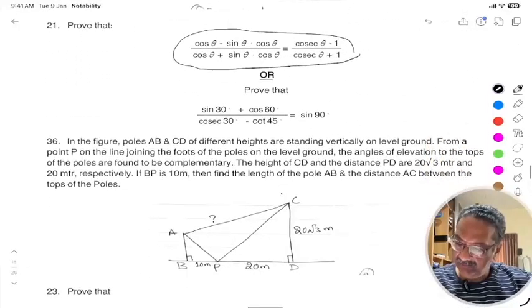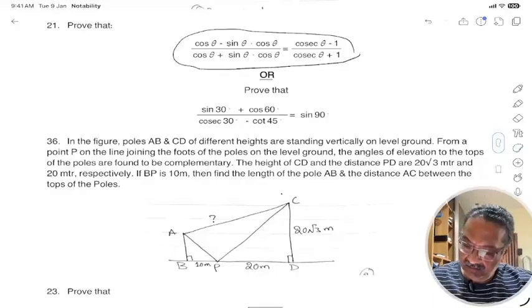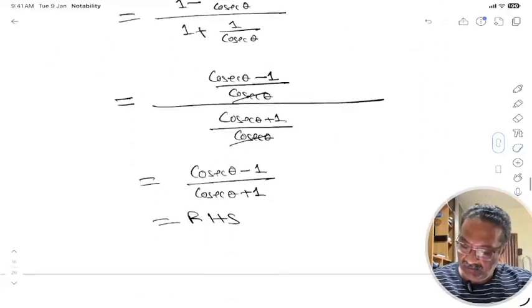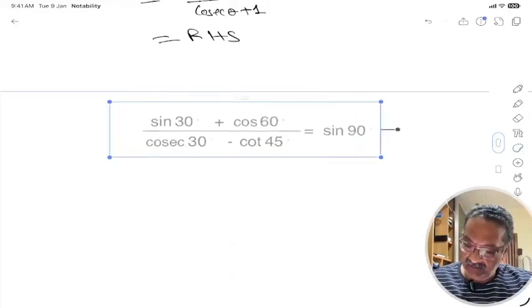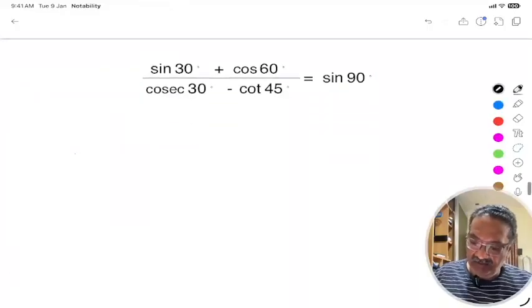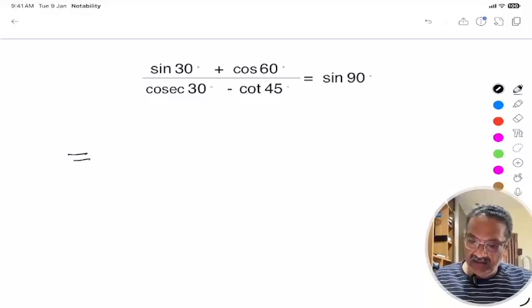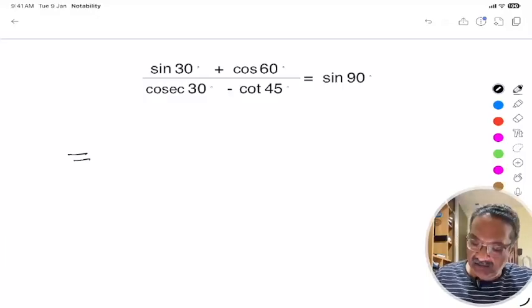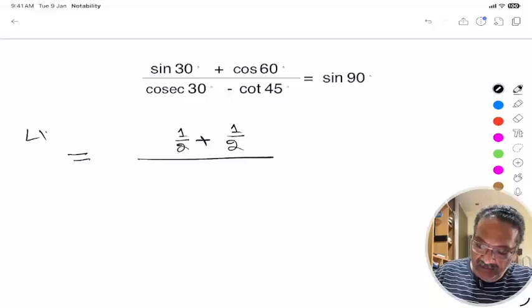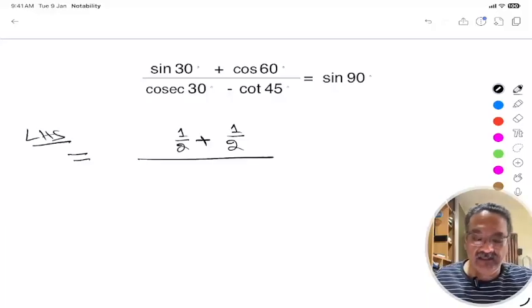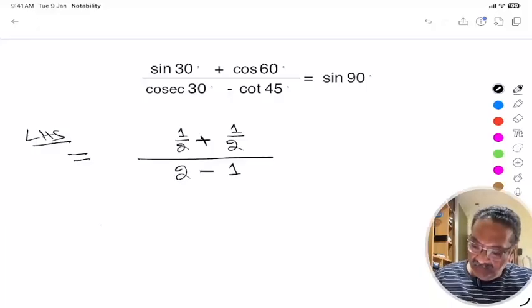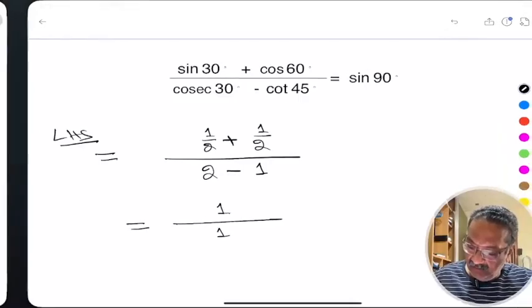In the OR part, we have to prove this. Okay, this is simple, you can directly put the values and then solve it. See, what is sin theta? Sin theta value we know as sin 30 degrees, 1 by 2, plus cos 60 is also 1 by 2, divided by cosecant 30. Cosecant 30 is 1 by sin 30, which is nothing but 2, minus cot 45 which is 1. So I have half plus half, which is 1 in the numerator. 2 minus 1 is 1. So this is equal to 1.